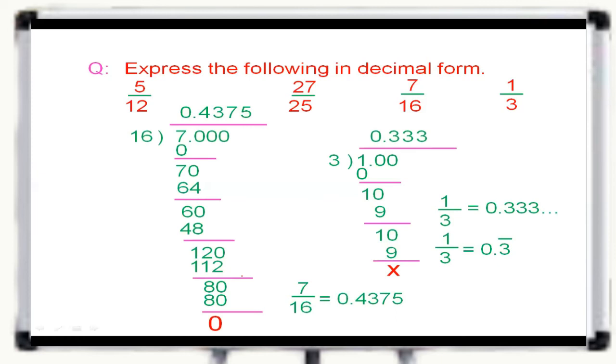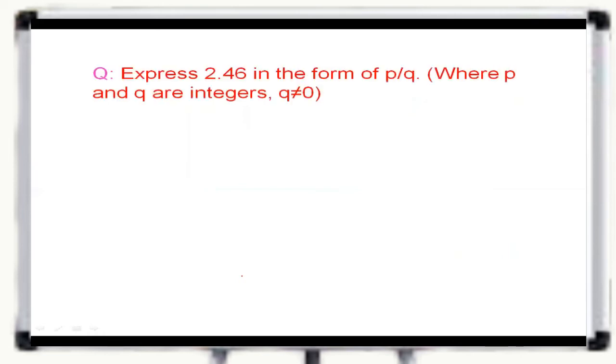Take any rational numbers and do division and represent the numbers in decimal form. You conclude that all rational numbers are in terminating or non-terminating repeating decimals. So now take another question.